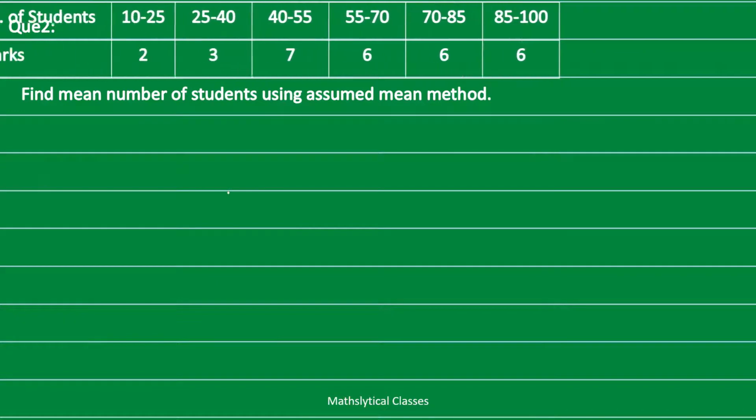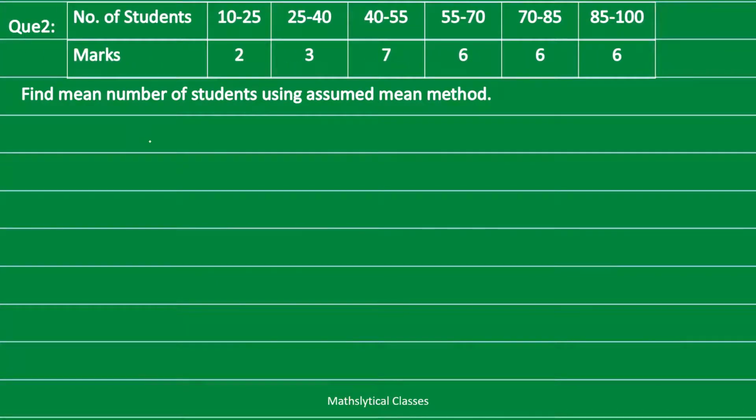Question number 2. It's the same example with the help of which I explained the grouped data. Number of students and marks are given. You have to find the mean using the assumed mean method. So here you have to use the second method, the assumed mean method.